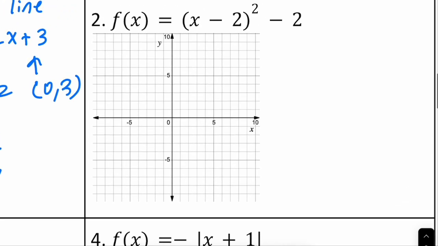Now let's talk about number 2. For number 2, hopefully you recognize that our parent is y equals x squared. And then let's talk about the transformations. Do you remember from yesterday, if we subtract 2 on the inside, where does our function move? 2 to the right. So we know this has gone 2 to the right. But what if we subtract 2 on the outside? What happens to our function? It goes down 2.